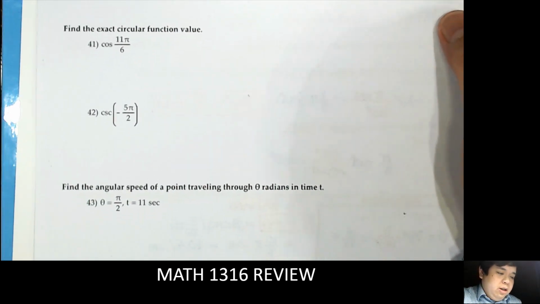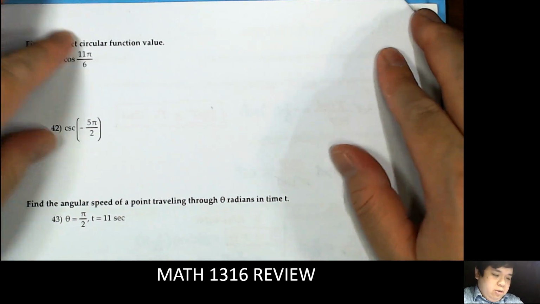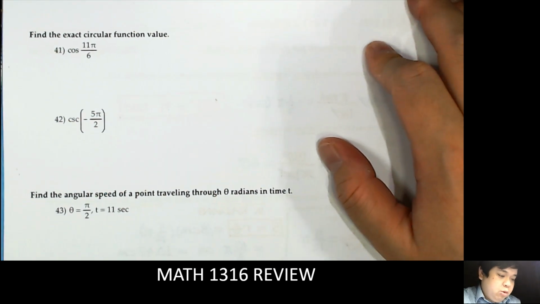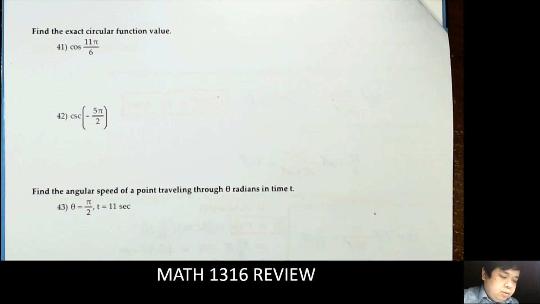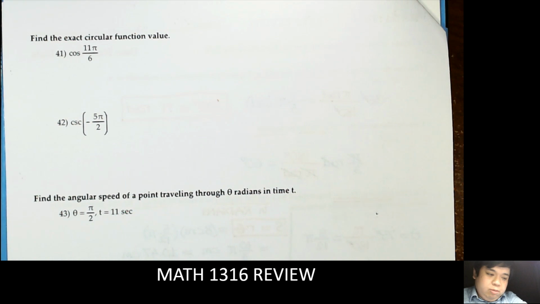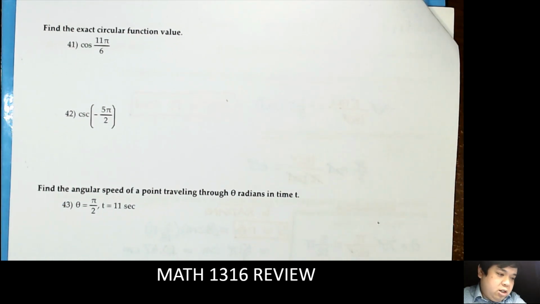Next we have the trig values for the angle in radian. We'll do 42 only, 41, 41, 42.